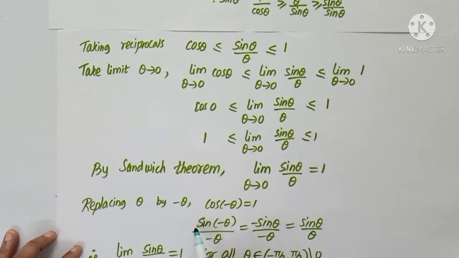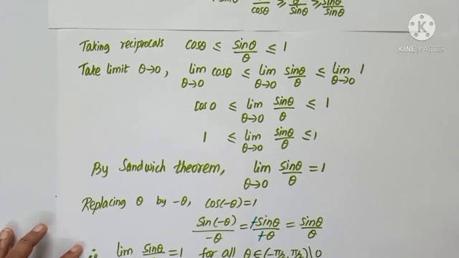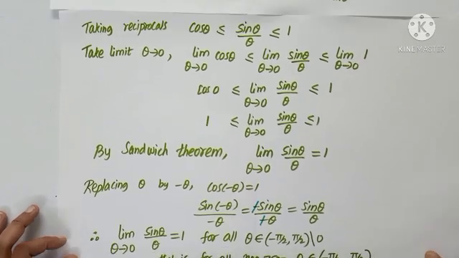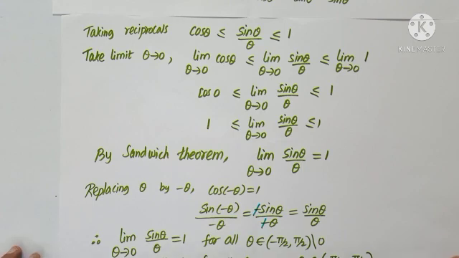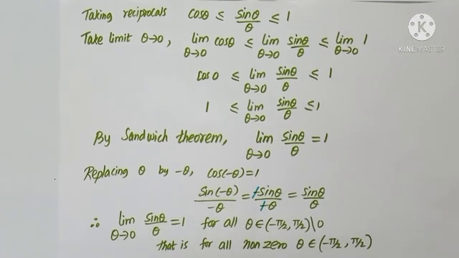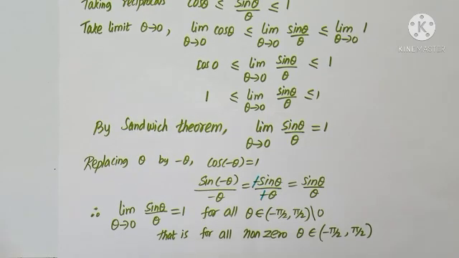We know sine of minus theta is minus sine theta. Cancelling the minus symbol, I simply get sine theta by theta. So we conclude whether theta is positive or negative, as long as theta is in the interval minus pi by 2 to pi by 2, but I eliminate 0 alone.